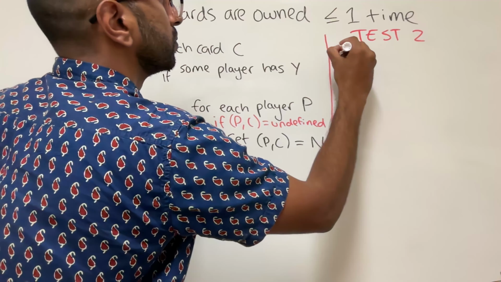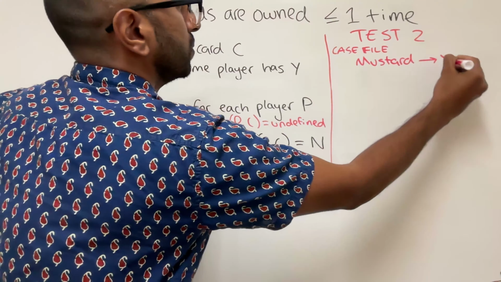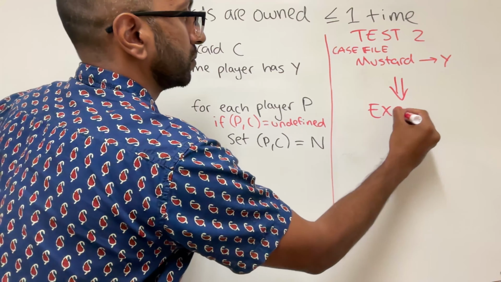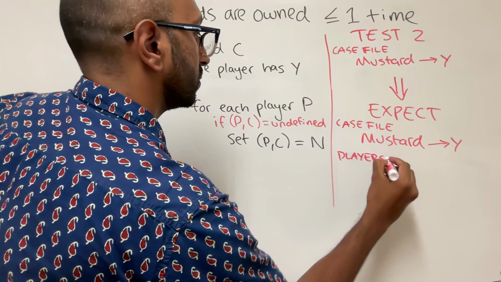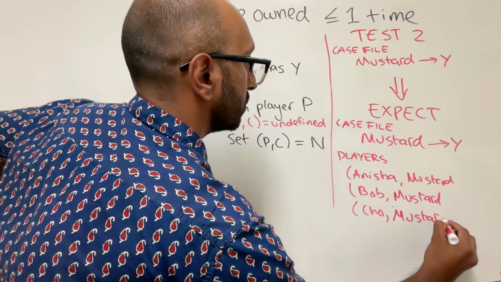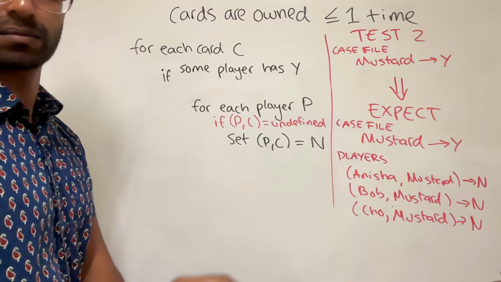Let's try writing another test. Let's say we don't know anything about the players, but in the case file we know that Colonel Mustard is there. So this time the knowledge we expect to get out is the same thing in the case file. We know that Colonel Mustard is there, but now we've learned that none of the players own Colonel Mustard. Let's quickly write that test up and see if it passes.